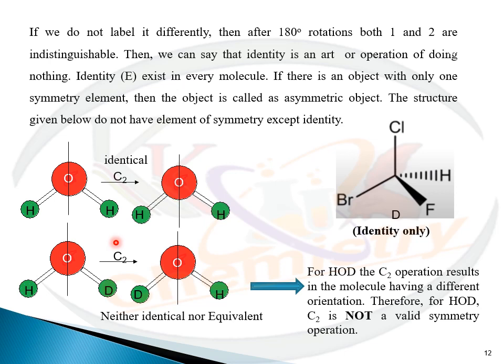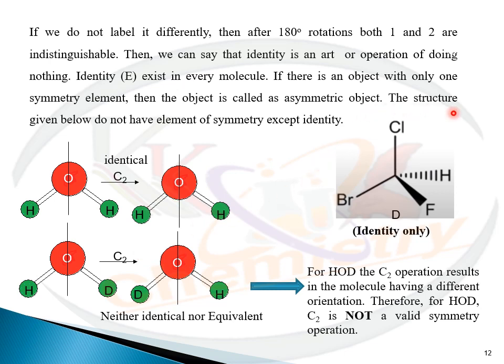Now, if we apply the C2 operation, we get the same molecule in the same orientation, meaning both of these structures are identical. Here in this case, if we apply the C2 operation, we get a different orientation. These two structures are neither identical nor equivalent. So we can say that in this molecule the C2 operation does not exist and C2 is not a valid symmetry operation.